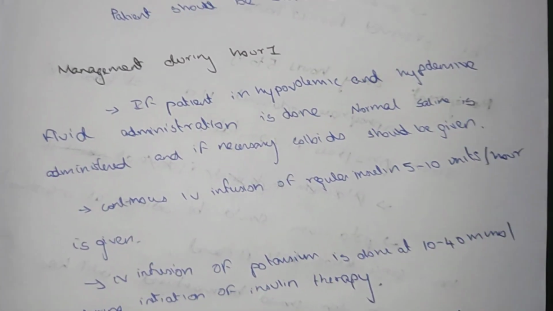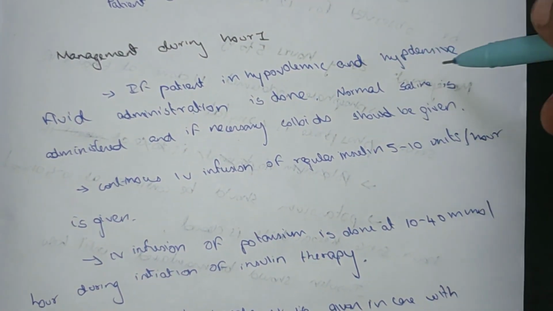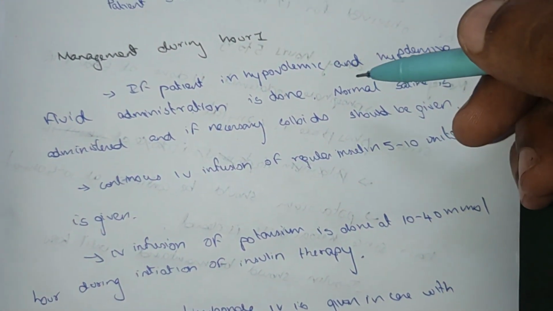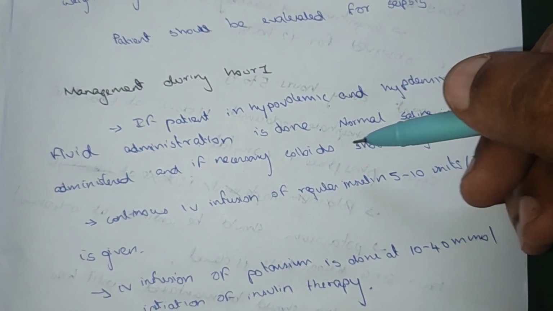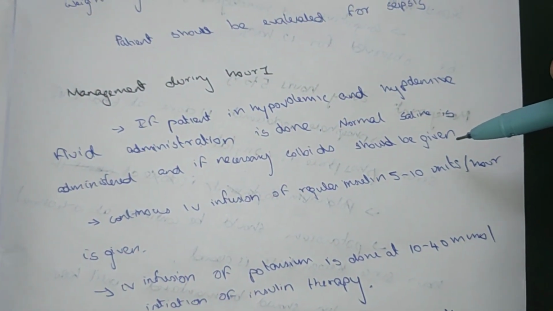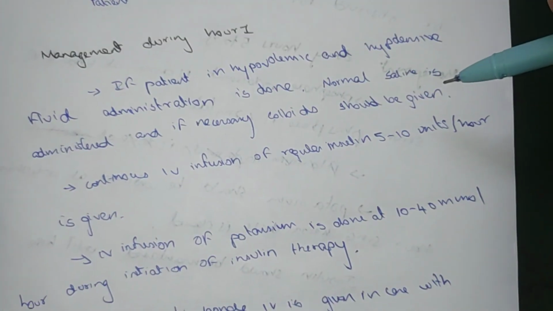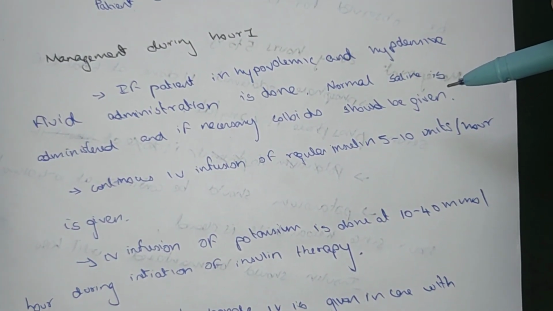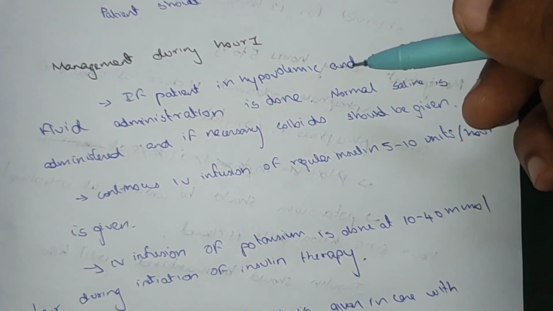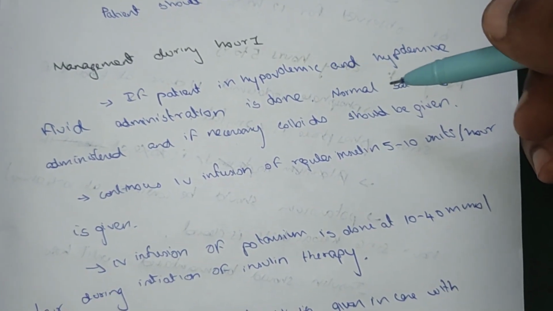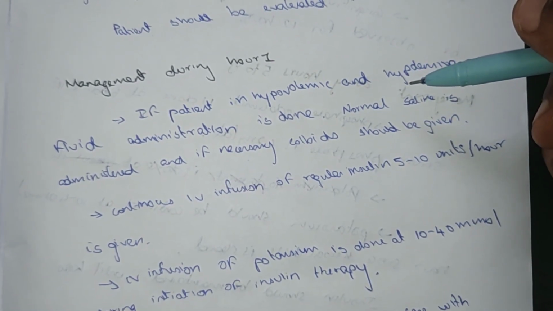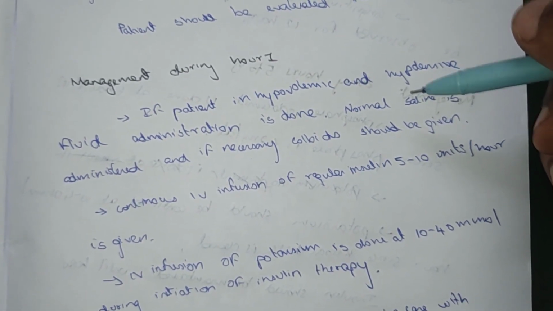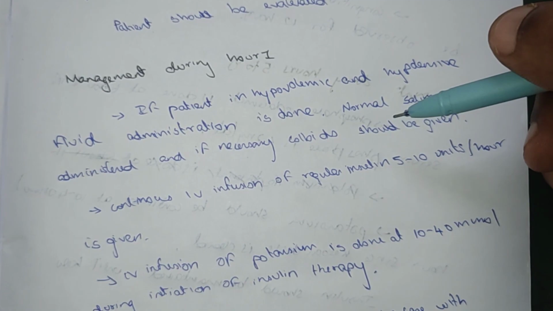The first management, if the patient is hypovolemic or hypotensive, is fluid administration. Saline is administered, and if necessary, colloid should be given. The patient is dehydrated, so there is fluid loss in the body, and fluid administration should be done using normal saline, or sometimes colloid.